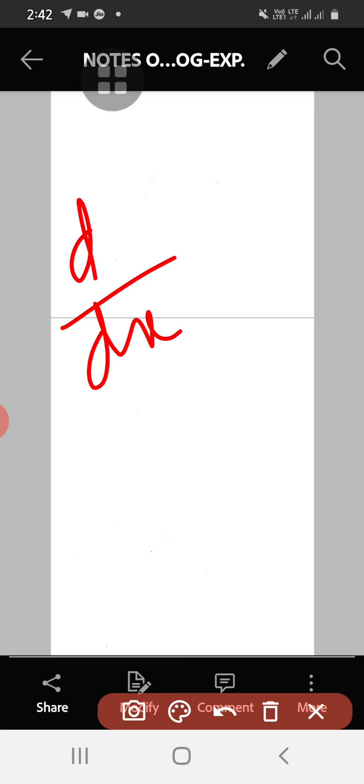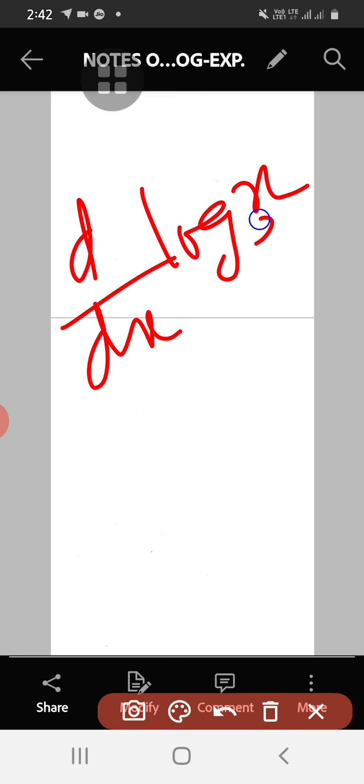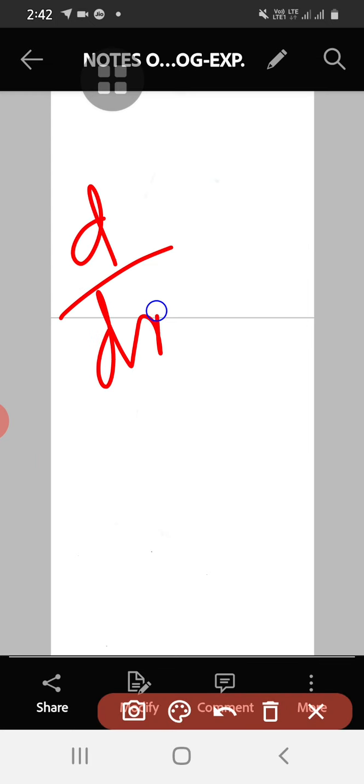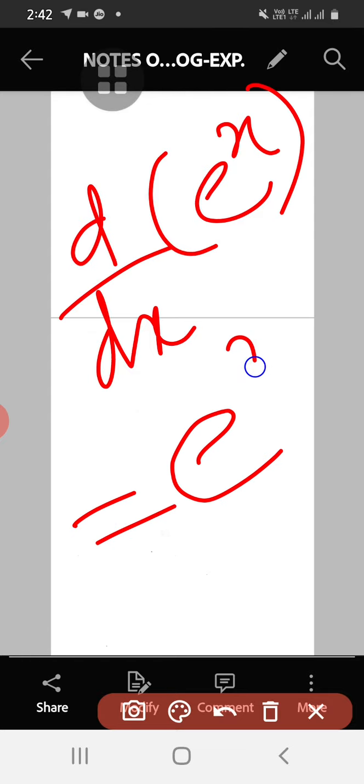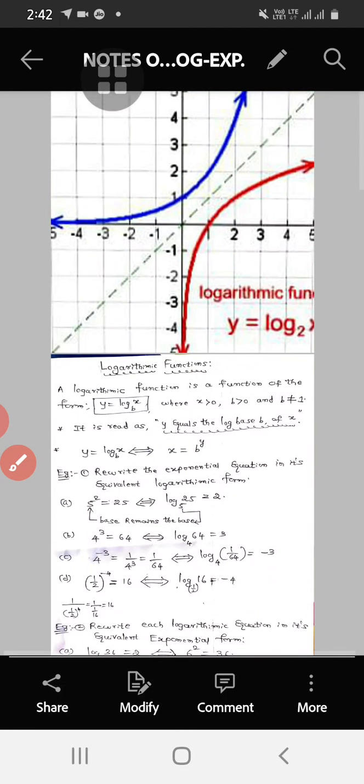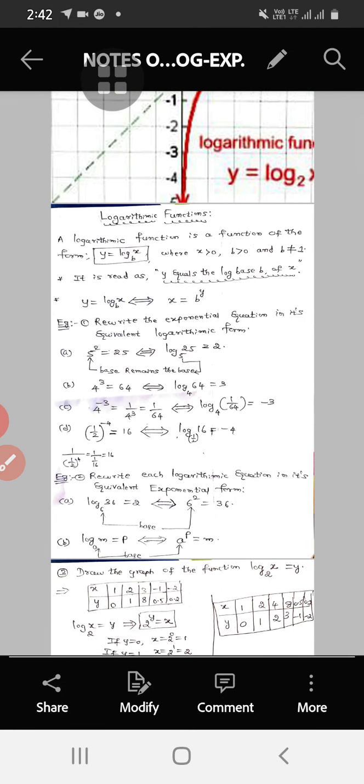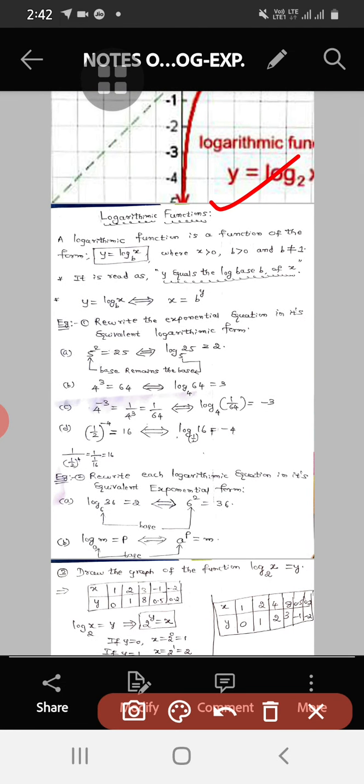The derivative of the logarithmic function: I have not written the base. If I do not write anything, it is understood that it is e. So the derivative of log x is 1 by x, and the derivative of the exponential function e to the power of x is itself, e to the power of x only. These two things we have to remember. So you go through these notes and remember the derivatives.